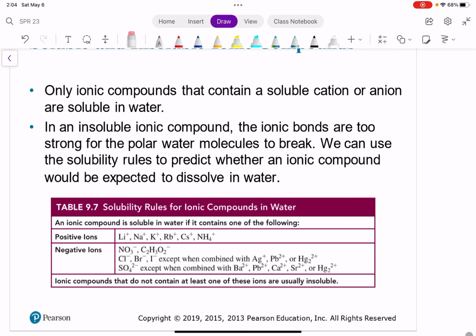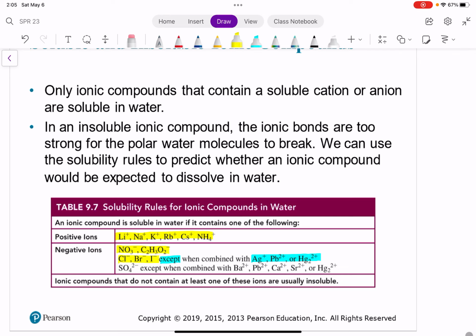And they say that an ionic compound is soluble, it can dissolve in water, if it contains one of the following. Any of these positive ions, cations, these negative ions, chlorine, bromine, and iodine, except when combined with any of these cations. Okay, so what does that mean? That means if you have anything else bonded to those three anions other than these, it's soluble. The ionic compound is soluble in water. If you have those anions bonded to any of those blue cations, then it's not soluble in water anymore.